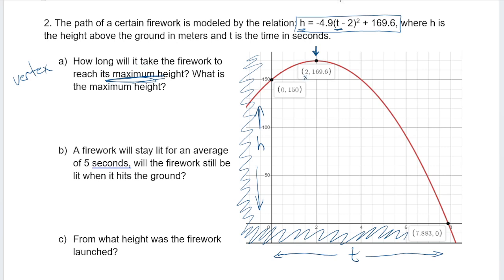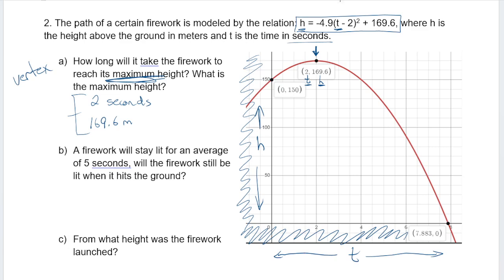So that's my x value and my y value, or in the context of this question, this is my time and this is my height. So how long will it take to reach its maximum height? Well, that's the time at the vertex. So it will take 2, time is in seconds, 2 seconds. What is the maximum height? Well, that's the h part of the vertex. That is 169.6 meters. I'm not writing time and height, but you probably should to make sure your answers make sense. But that's how we solve it.